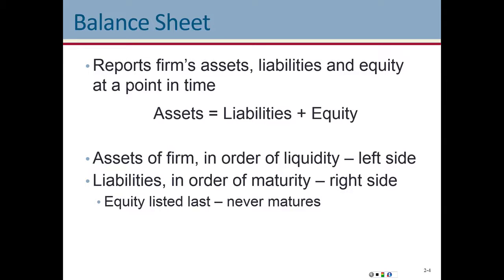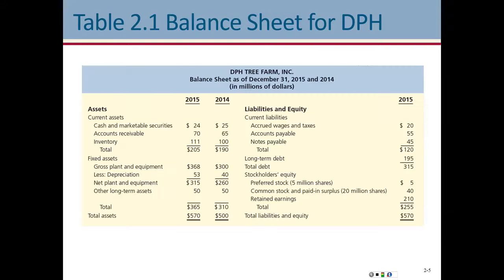So balance sheet is where the corporation reports assets, liabilities, and equity, right? Assets is everything you have. It goes on the left side and it's going to be put in order of liquidity, right? How easy it is to be changed into money. Liabilities to the right in order of maturity, and equity goes last and it will never expire, right?